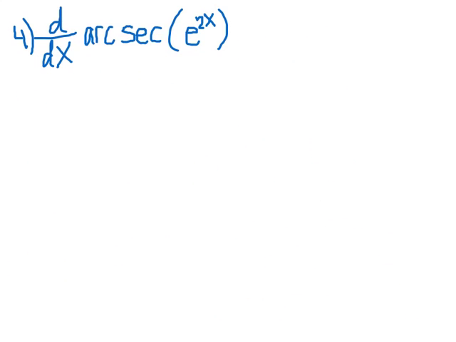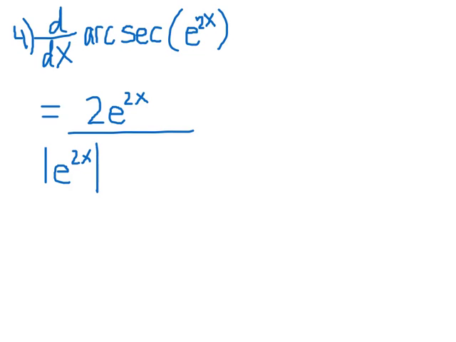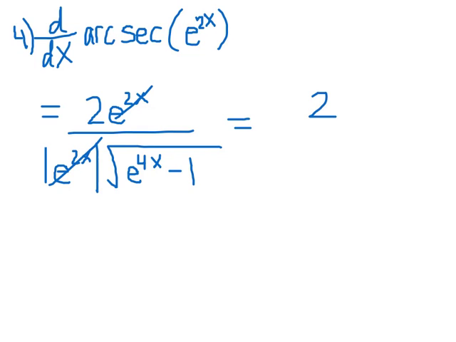Alright, last example. Let's find the derivative of arcsecant of e to the 2x. Try it on your own first, but I'm going to work it out. In order to take the derivative, first we want to take the derivative of u, which is e to the 2x. So the derivative of that is 2e to the 2x, divided by the absolute value of u, so e to the 2x, times the square root of u squared minus 1. Well, e to the 2x squared is just e to the 4x minus 1. And now these will cancel, and you're just left with 2 over the square root of e to the 4x minus 1.